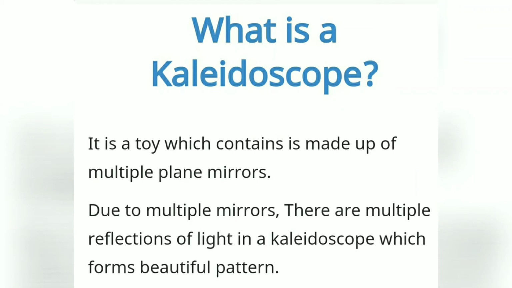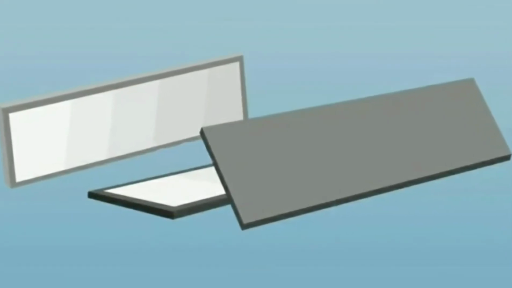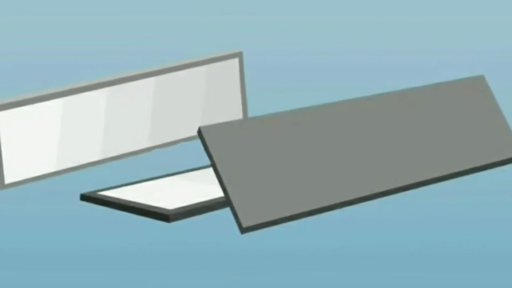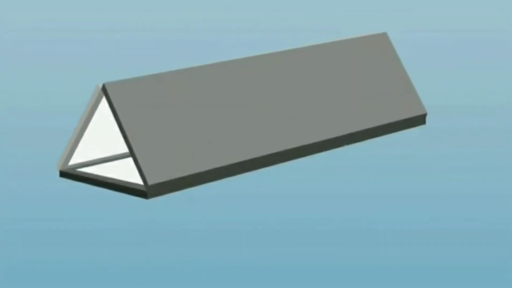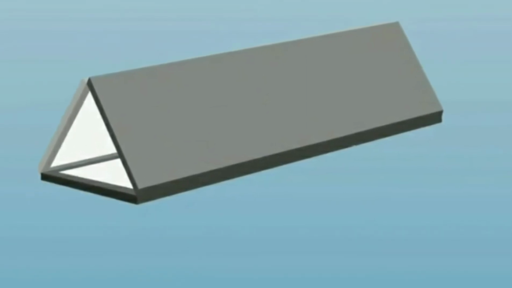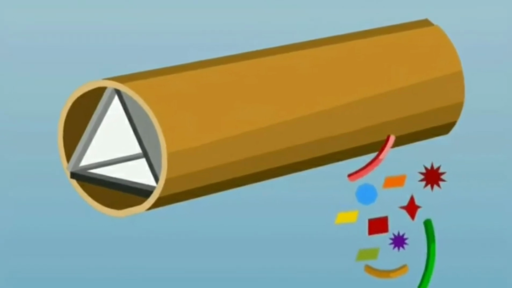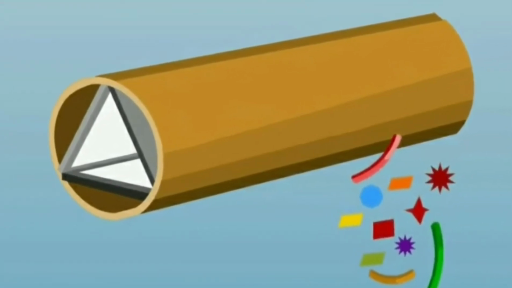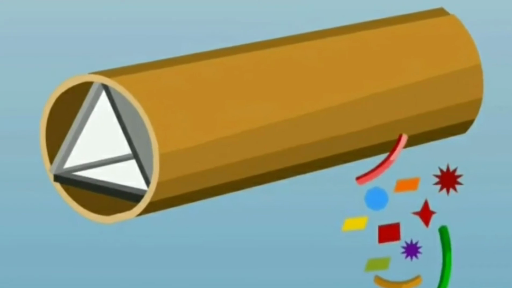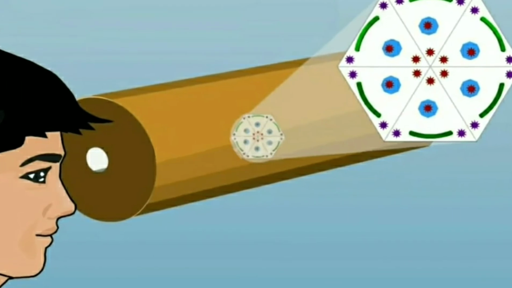Kaleidoscope is an application of the multiple reflections of light. It is a toy which contains plane mirrors, and due to multiple mirrors there are multiple reflections of light. So let us suppose these are the three rectangular plane mirrors which are arranged in the form of this pyramid, and once they are fixed in the form of this pyramid they can be put into a tube, and some pieces of broken bangles or beads can be put at one end, and due to multiple reflection we can observe beautiful patterns being formed.